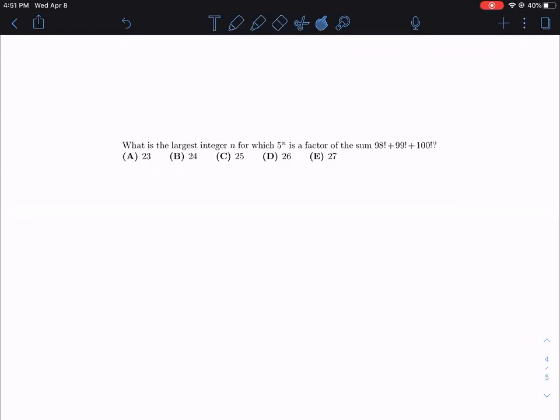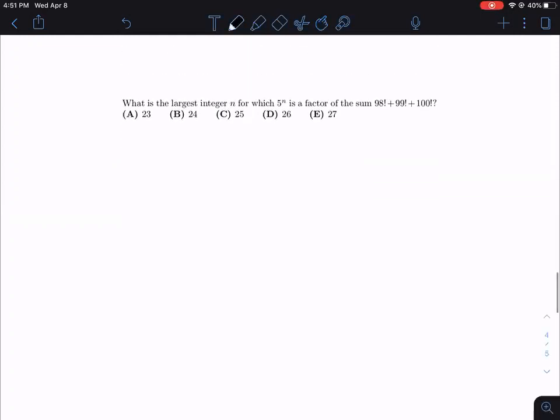Yes, someone is correct. It's D. People are getting D now. So if you got B or C, which are the other ones people got, you were either guessing or you made some small errors.